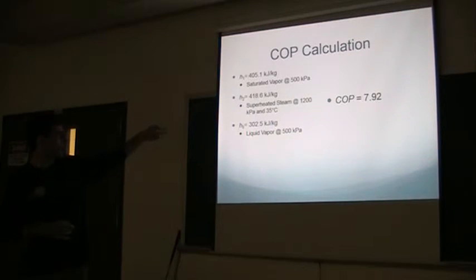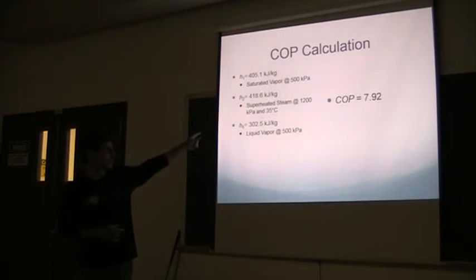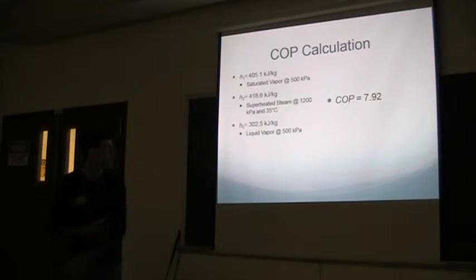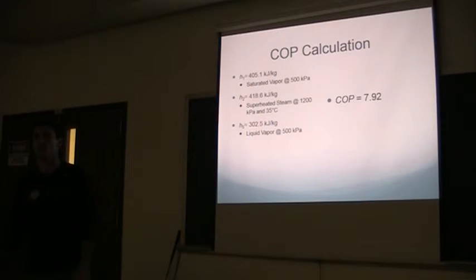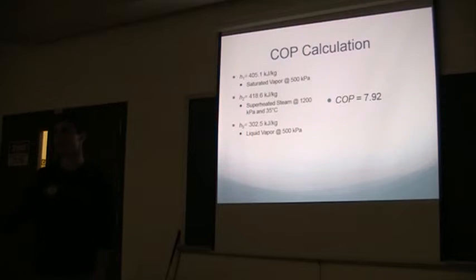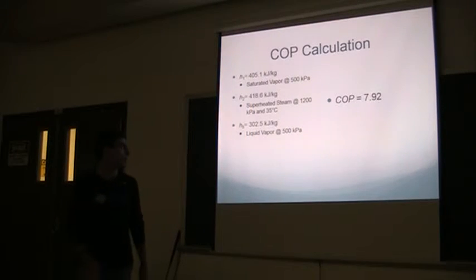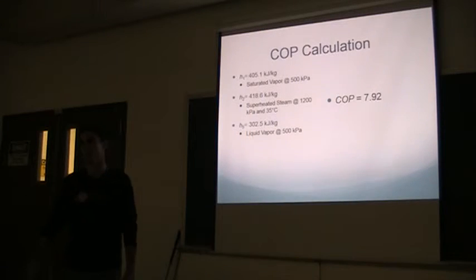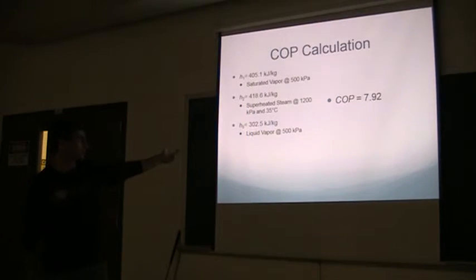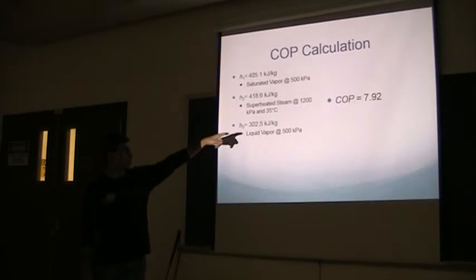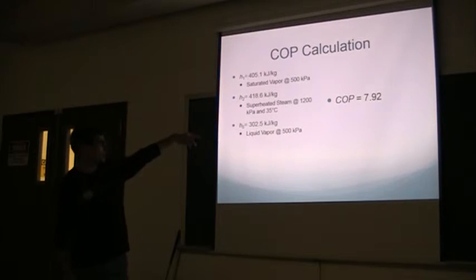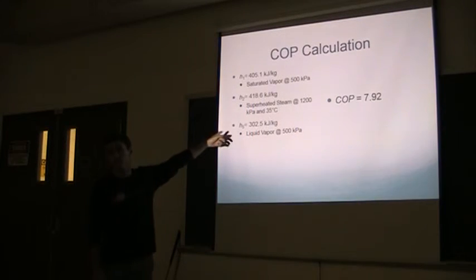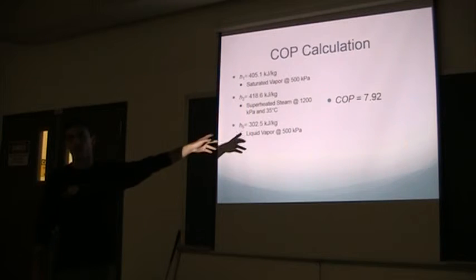Then I had to find a way to find the enthalpy of the superheated vapor. So I chose a temperature of 35 degrees Celsius, and online it said that most compressors operate at a temperature about 15 degrees above the ambient, which for our case would be about 35 degrees. And they told us that this thing runs at about 1200 kilopascals. So then you get this 418 kilojoules per kilogram enthalpy.